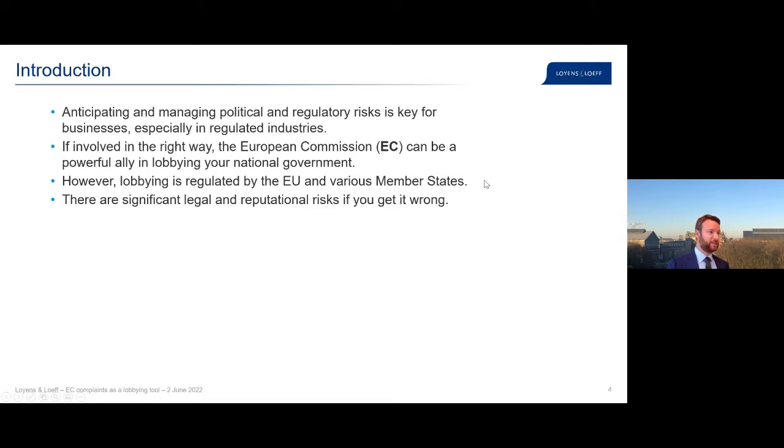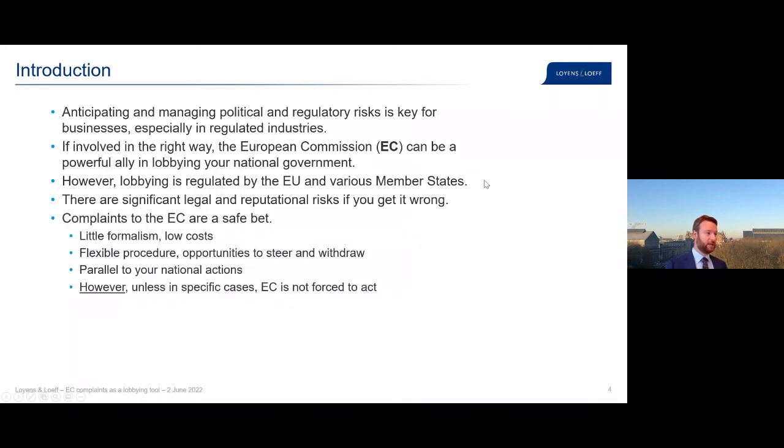Now, complaints to the European Commission, in our view, are generally a safe bet. There are various reasons for it. There's little formalism involved, and low costs. It's basically a complaint form and a good preparation, but it's a flexible procedure. There are many opportunities to steer the procedure in the right direction, to add elements or even to withdraw. And it can be done in parallel to your national actions.